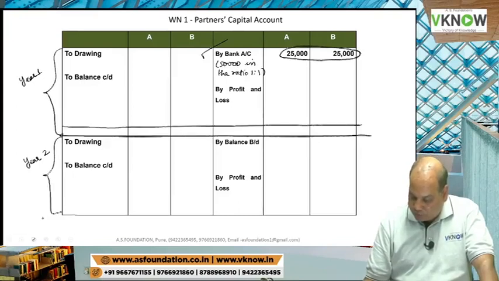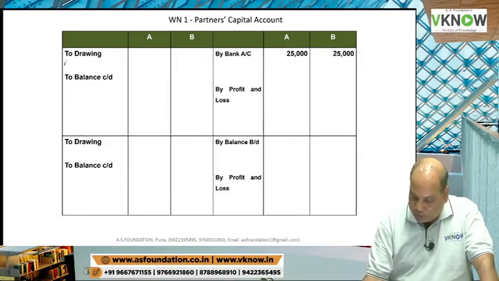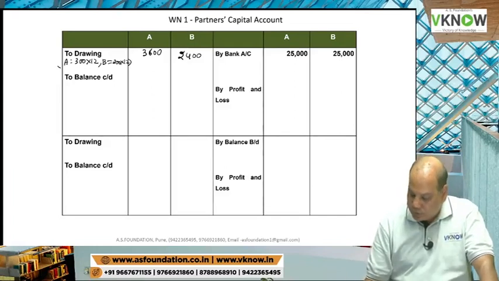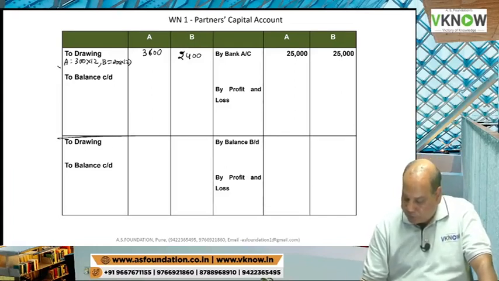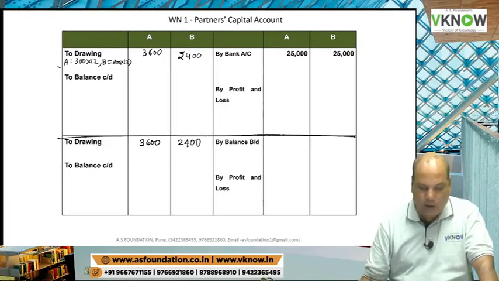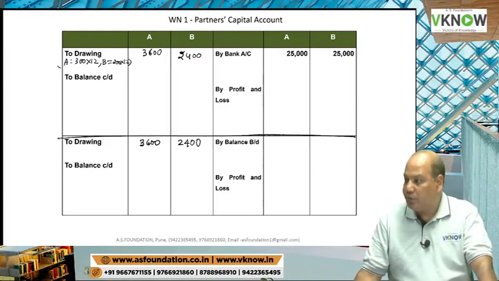So on the screen, drawing for A will be 300 into 12 and B will be 200 into 12. So A is drawing 3,600, B is drawing 2,400. Similarly below this line, in A column 3,600, in B column 2,400.